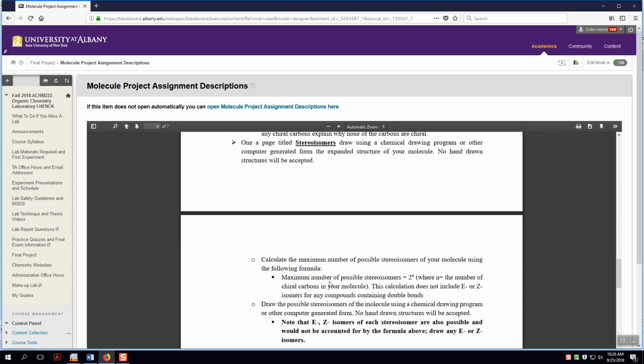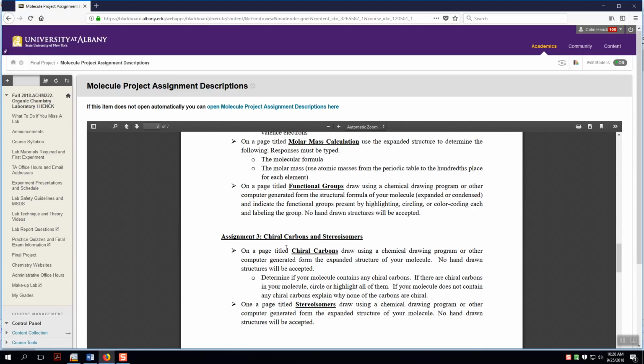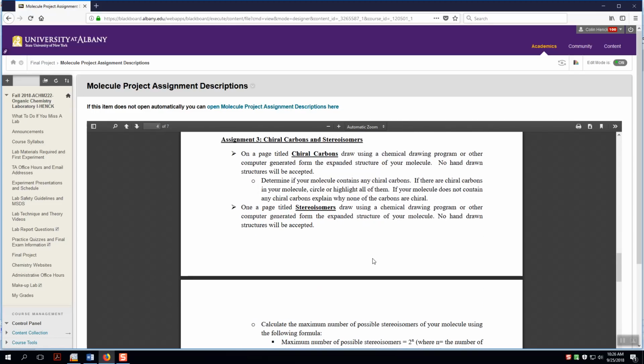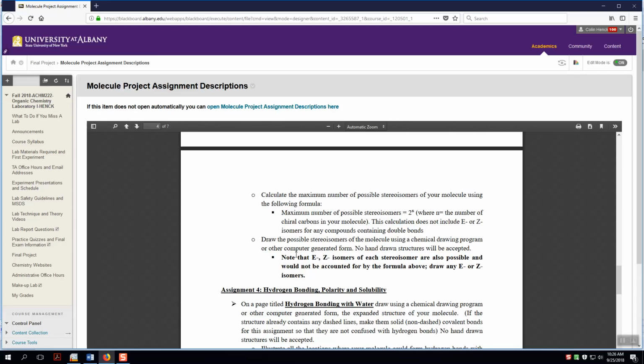Now in here, it does say something about calculating the maximum number of stereoisomers only based on the chiral carbons for R and S configurations, the enantiomers. However, if you want to, you could draw the stereoisomers with the E and Z as well. You do need to draw them for sure, but you can also count them in the stereoisomers as well. And I'm going to show you how to do that. In fact, I would really suggest you do count them as part of the stereoisomers because then you'll know how many you need to draw.